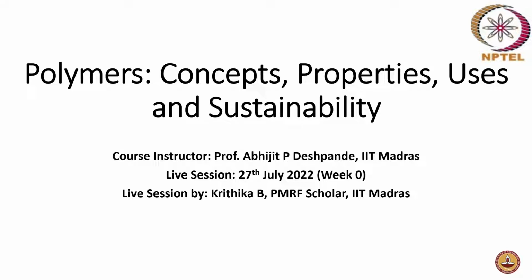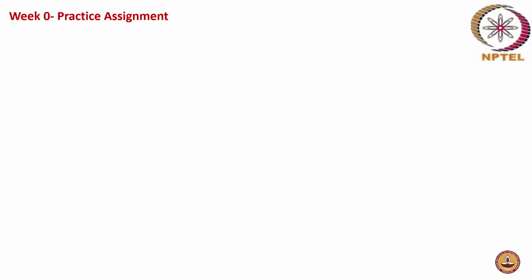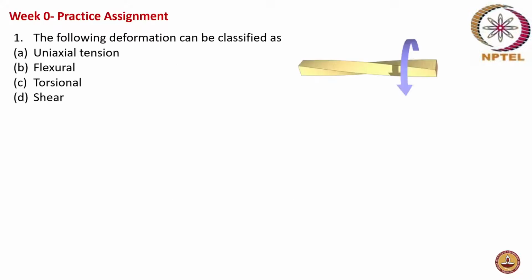Let's get started with question number 1. Identify the type of deformation shown in the figure. So, is it a uniaxial tension, or is it a flexural deformation, or is it a torsional deformation, or is it a shear? Identify what type of deformation it is. The picture shows some rod with the arrow mark. So, what kind of deformation is it? What is the change you observe in that rod?